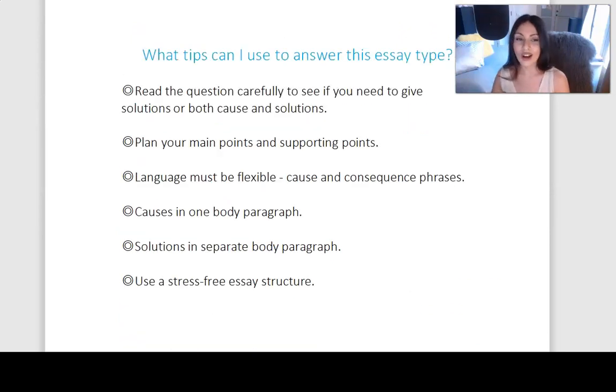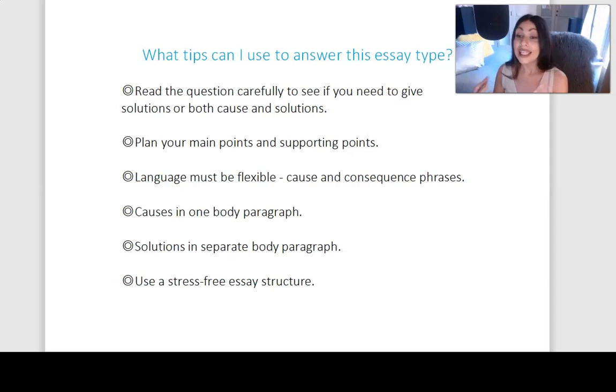So a question I often get asked is, what tips can I use to answer this essay type? Well, first off, read the question carefully, always, 2-3 times over, to see what you need in order to give solutions. Is this a solution question or is it both a cause and solution question? You have to ask yourself this question before you've started writing out your essay. Right? You've got to plan your main points, you've got to write down your supporting points, so you should ask your IELTS tutor what the difference is between main points and supporting points, so that you would be able to write a better essay.